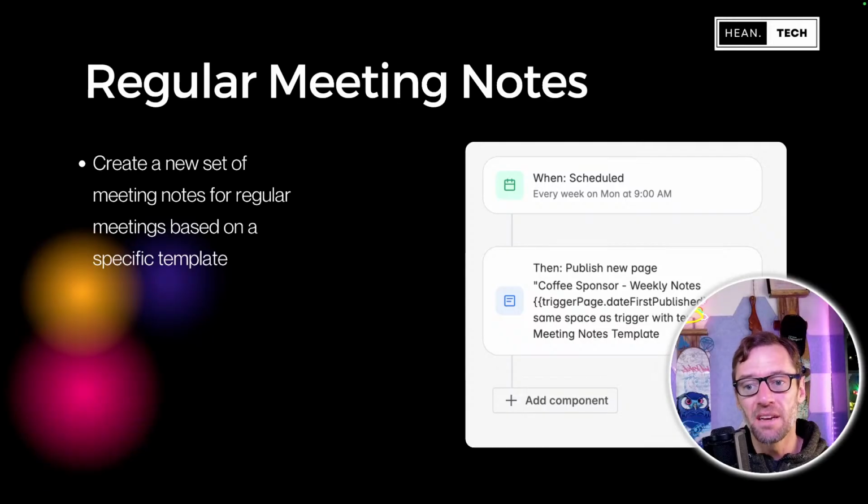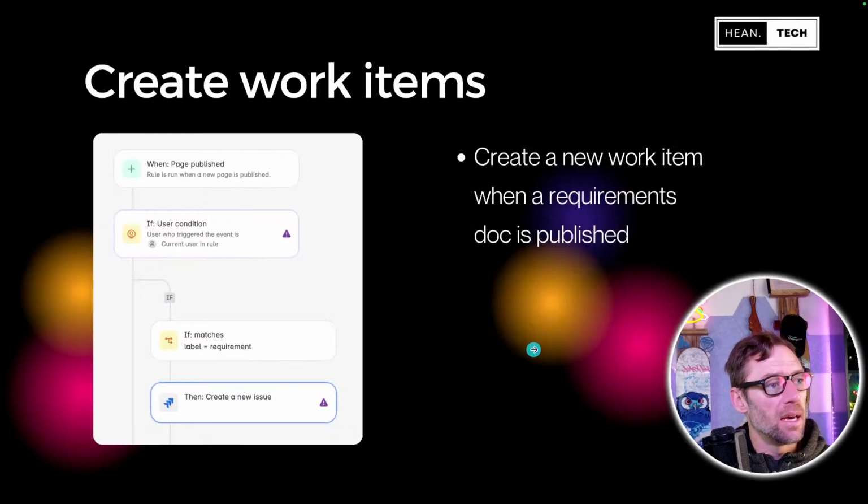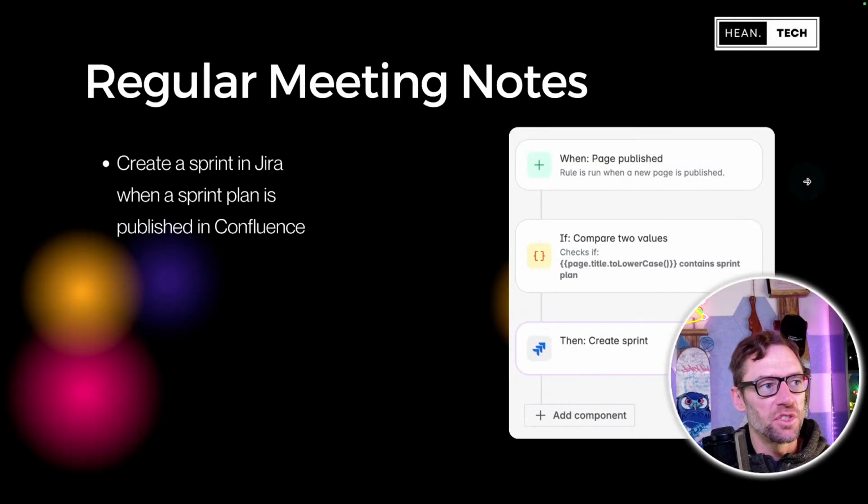So there are a lot of things you can do. Another example, create new work items in Jira. So a page is published. If Alistair created the page and there's a label called requirement, make a requirements work item for me to go work on. So we can also automate between systems. We can do that as well. So it's not just within Confluence, it's across systems.